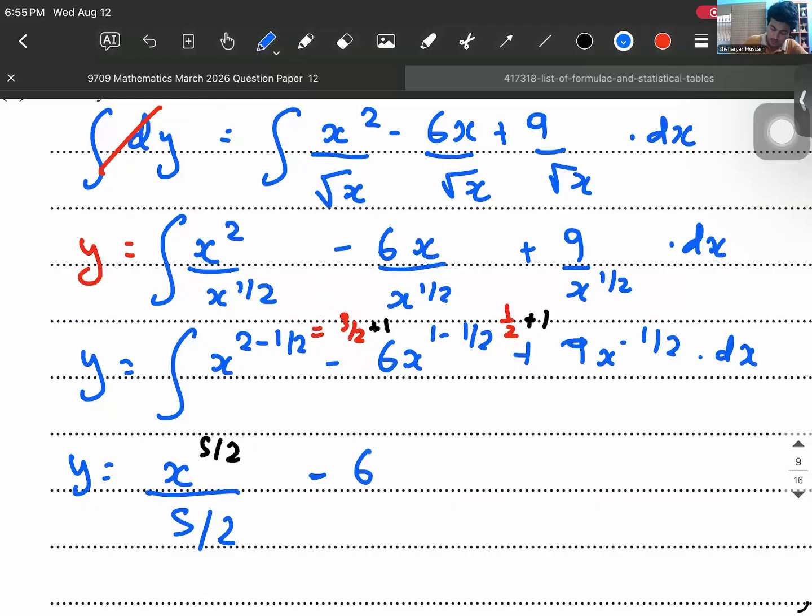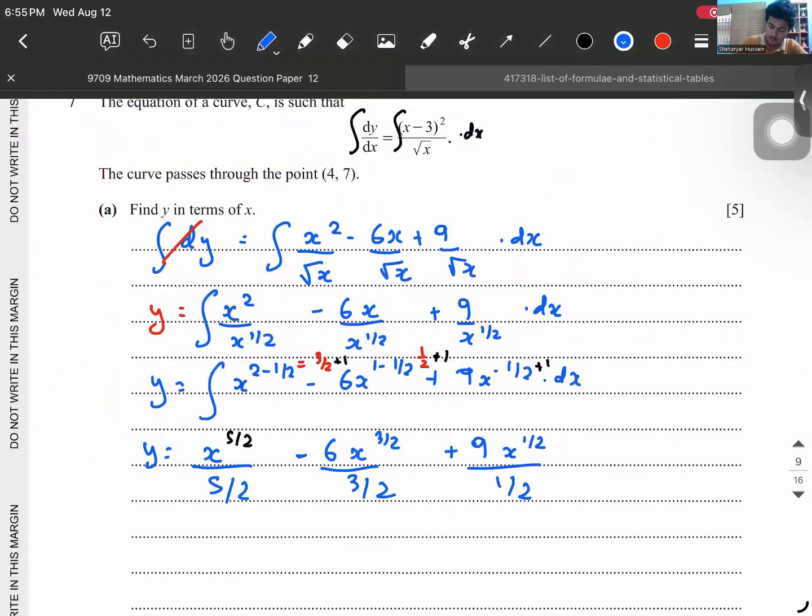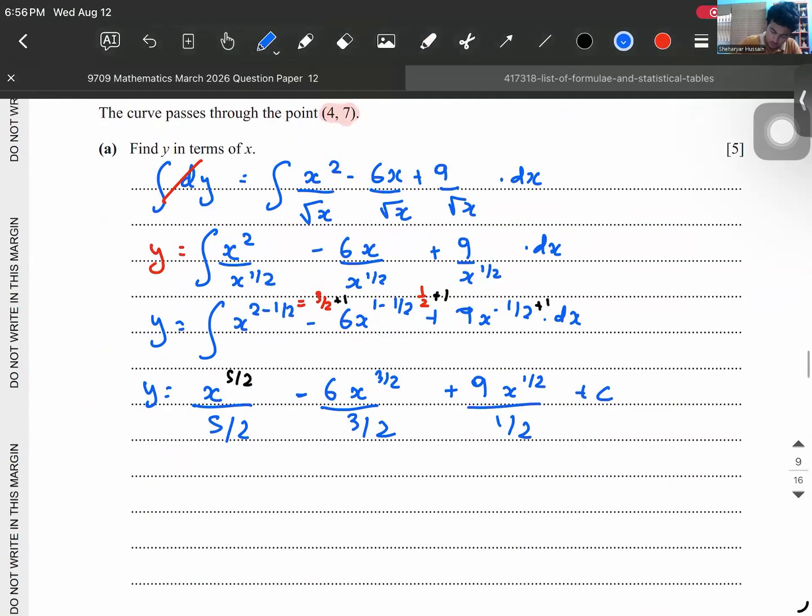So this becomes 3 by 2, x to the power of 3 by 2 upon 3 upon 2. And over here, the power is plus 1, so that will be positive half. So plus 9 x to the power of half, and then multiply by half. And then we have plus c over here. Basically, to find out c, they've given us this point, 4 comma 7. Let's just simplify the equation first.